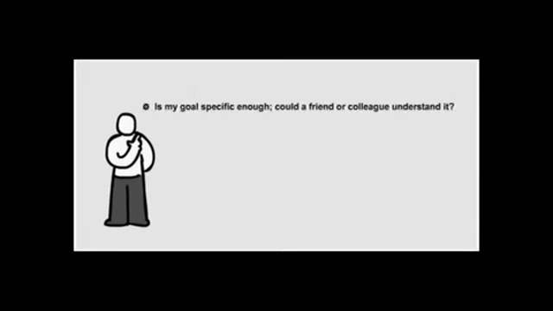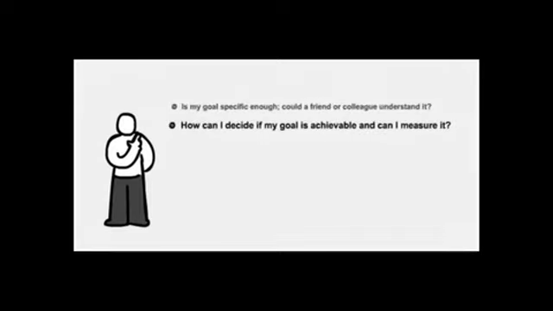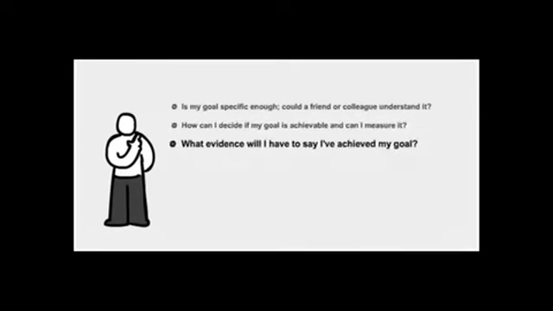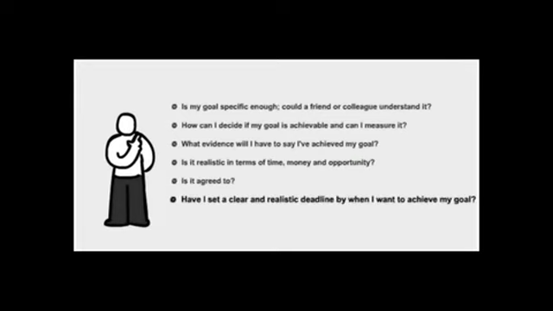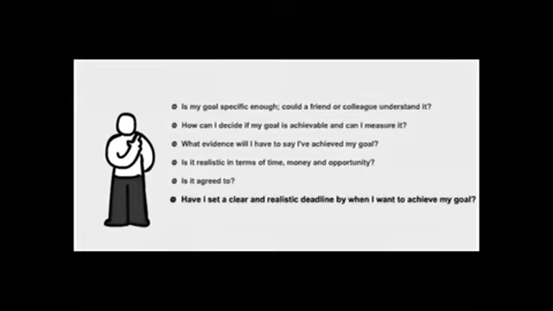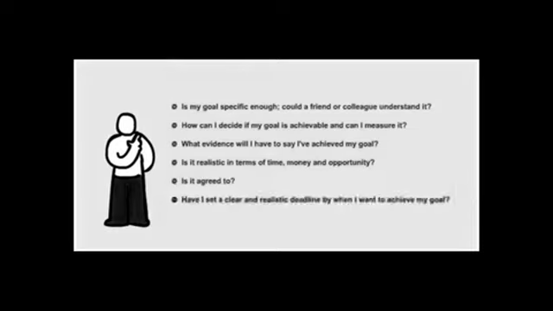Ask yourself the following questions. Is my goal specific enough? Could a friend or colleague understand it? How can I decide if my goal is achievable and can I measure it? What evidence will I have to say I've achieved my goal? Is it realistic in terms of time, money, and opportunity? Is it agreed to? Have I set a clear and realistic deadline by when I want to achieve my goal?